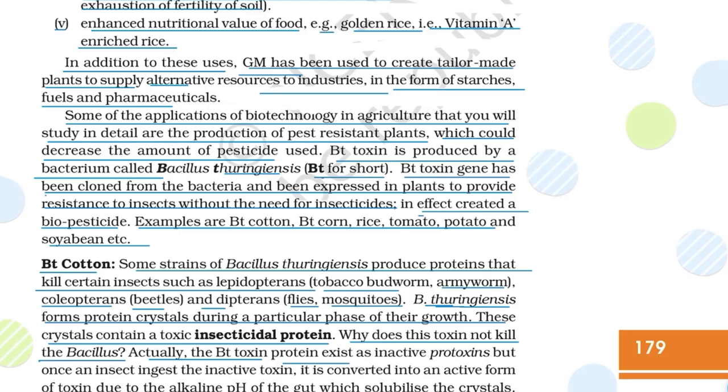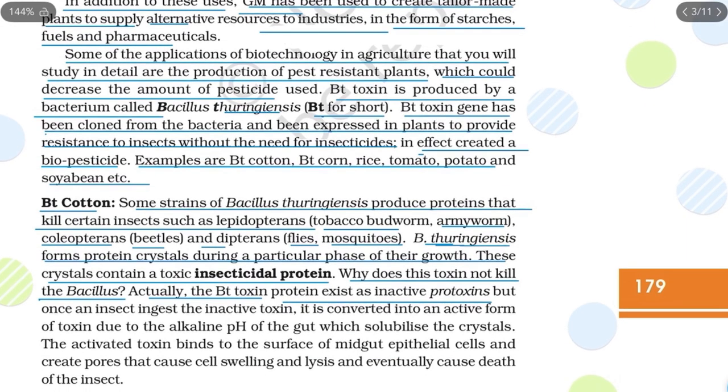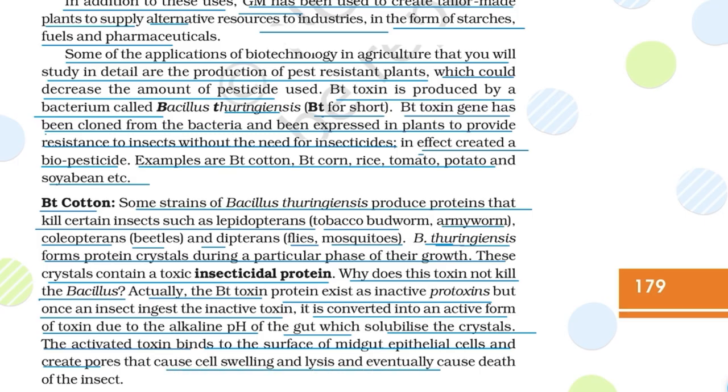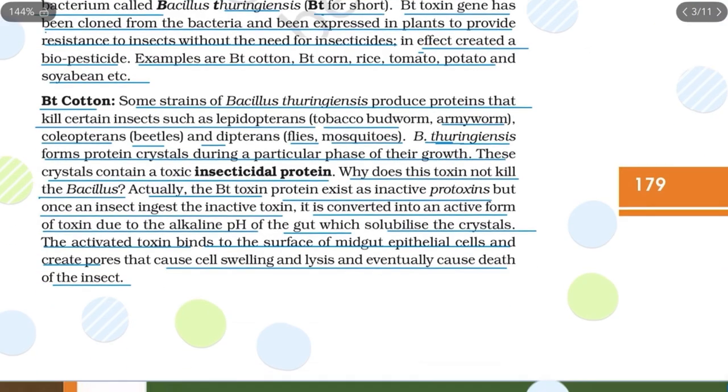Actually, Bt toxin protein exists as inactive protoxins, but once an insect ingests the inactive toxin, it is converted into an active form of toxin due to the alkaline pH of the gut, which solubilizes the crystals. The activated toxin binds to the surface of mid-gut epithelial cells and creates pores that cause cell swelling and lysis and eventually cause death of the insect.